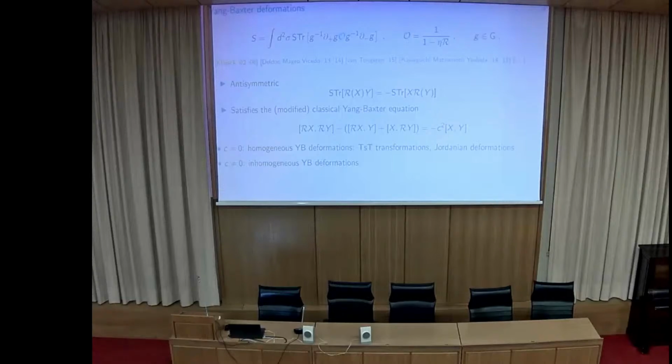But you can also consider the case when this right-hand side is non-vanishing, which is called the modified classical Yang-Baxter equation. And this is a model that will still preserve integrability. It will still preserve integrability. And this is called inhomogeneous Yang-Baxter deformations or eta deformations.